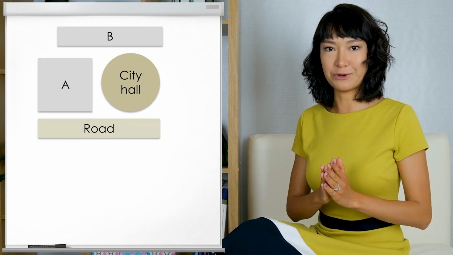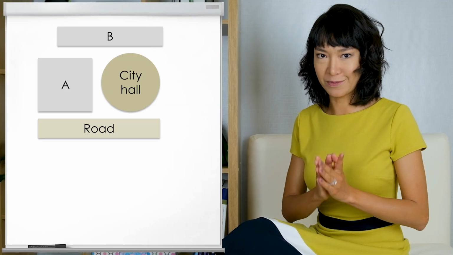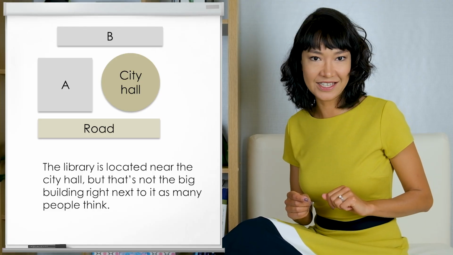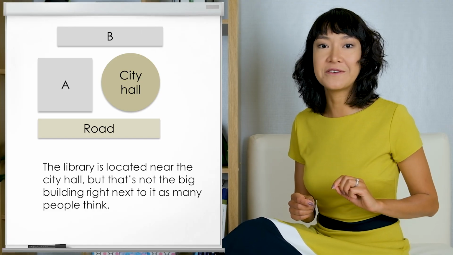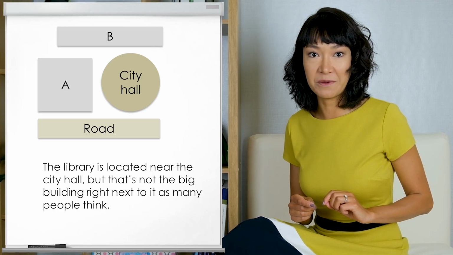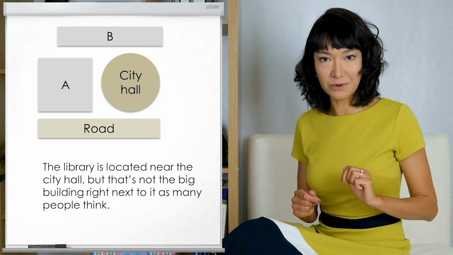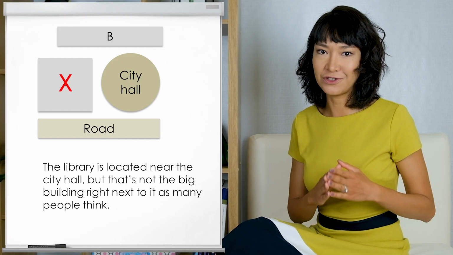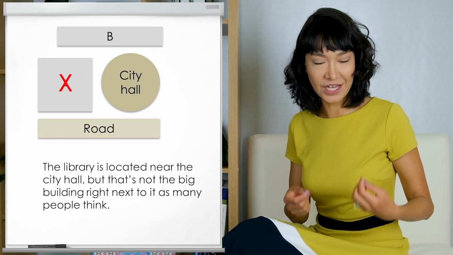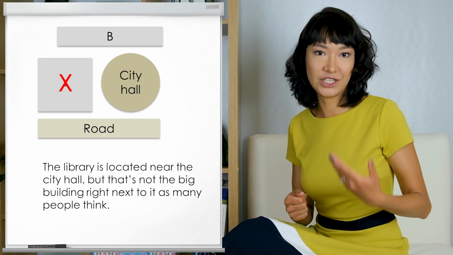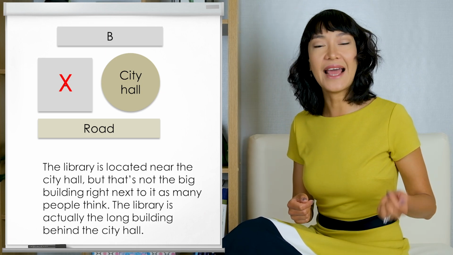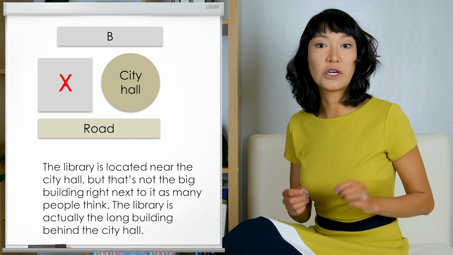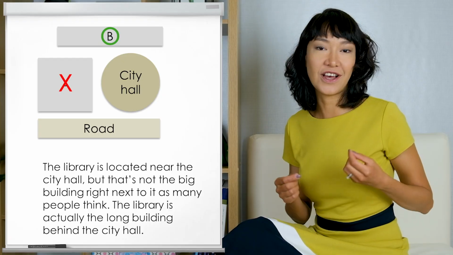Have a look at this example. You need to find the library, and you hear: The library is located near the City Hall, but that's not the big building right next to it, as many people think. At this moment, you can cross out option A. You won't hear about it again. It was there to test you. So the recording continues: The library is actually the long building behind the City Hall. So option B is the correct answer.